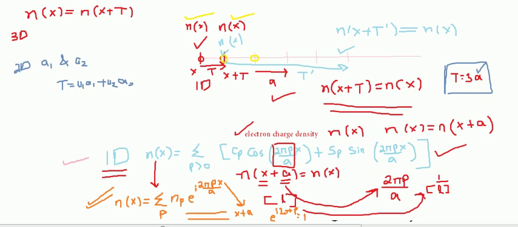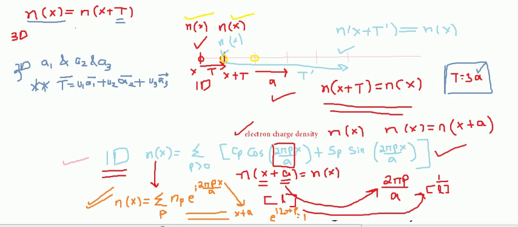So this is your 2D case. What will be the translation in 3D? When you go from 2D to 3D, there is another vector that is a3, and as a result the translation vector will have another term that is u3 a3. Now please remember these are all vectors. Under this translation t, I want my electron density n of x to be invariant.